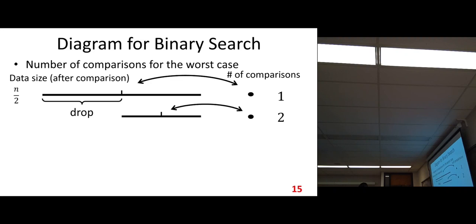Second time, now we do another comparison. For the remaining subarray, we do comparison number 2. You can see we drop another 1/2 of the remaining subarray. The problem size is reduced to 1/4 of the original array, and so on. So we keep doing the split like this. After k comparisons, we reduce the problem size this much. The size is this big. How do we know we reach the end?